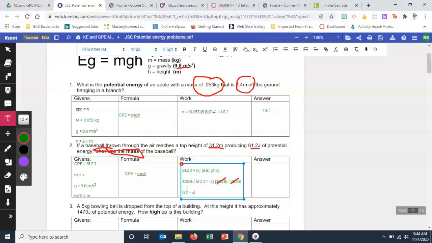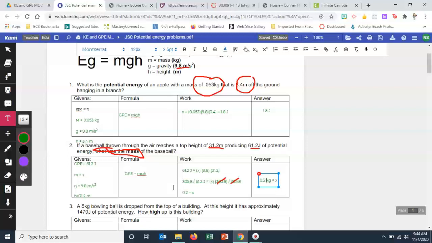0.2 equals X. And once again, we were finding the mass of the object. That should make sense. It's a baseball, so it's pretty small, and we're measuring it in kilograms. If you want to double check yourself, you could put back in 0.2, multiply it by 9.8, multiply it by 31.2, and you should come up with that 61.2 joules of energy. There's always a quick, safe way to check yourself.